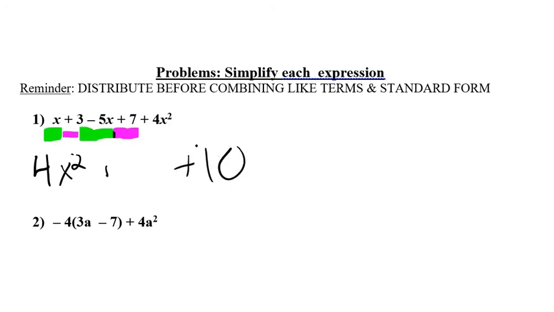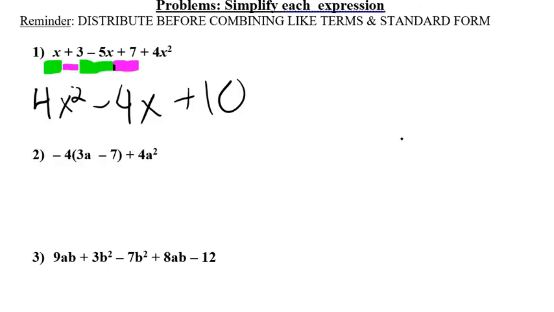And I put 10 at the end because we want to start off with the x squared and we want to go all the way down to the number. And x minus 5x, well, what's 1 minus 5? 1 minus 5 is -4. So I'm going to write minus 4x. And that's my final answer. I've simplified. Okay? So let's go on to the next one, number 2.